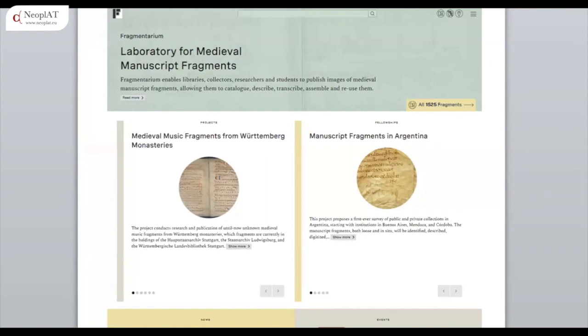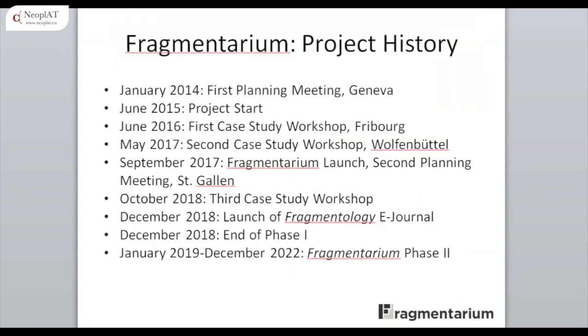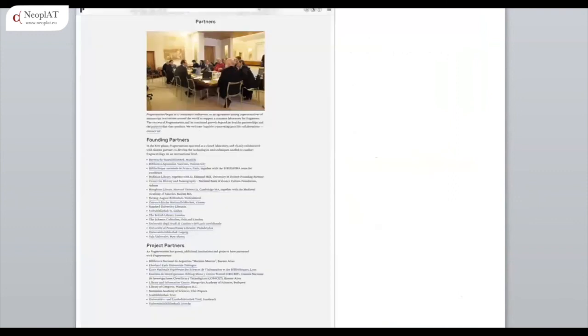And that brings us to the third part of my little talk, which is the project history of Fragmentarium and what it is that we are actually doing. So what are we doing? Well, here's a basic history. How do you get something like this together? Well, there was a planning meeting in Geneva, and there's a picture of it here.